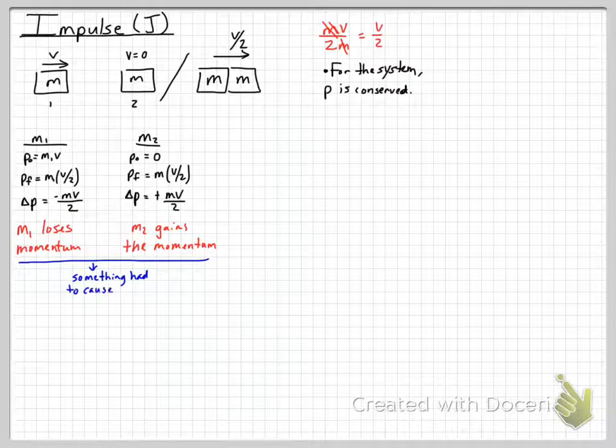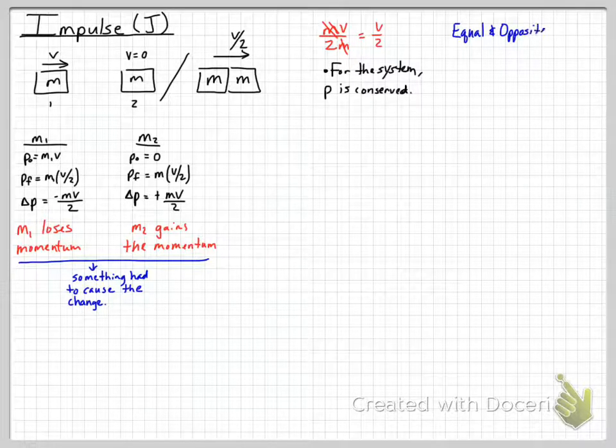Now, something had to cause this momentum to change. Something caused this loss and this gain. And when Newton started looking at this, this is how he came up with his third law. And so impulse, studying the last part of momentum, leads very nicely into forces. This is where Newton came up with his third law, that there had to be something that caused this change in momentum that was equal and opposite.